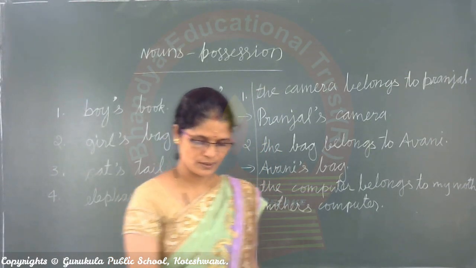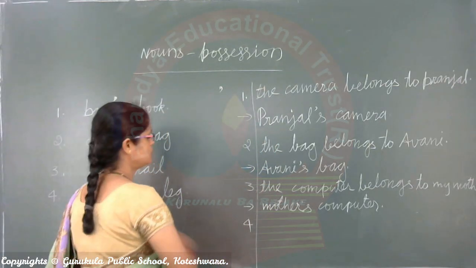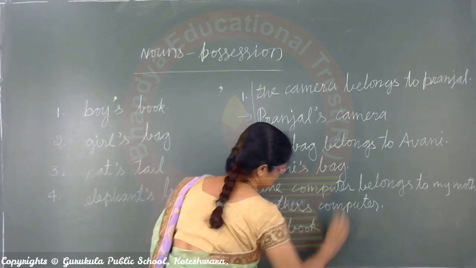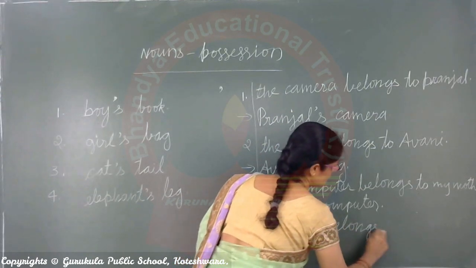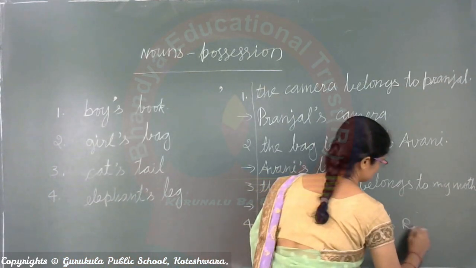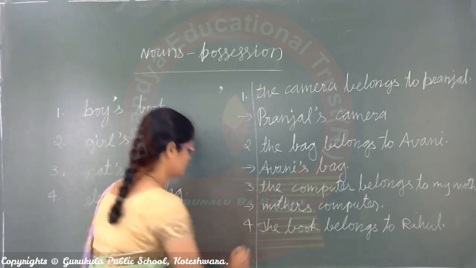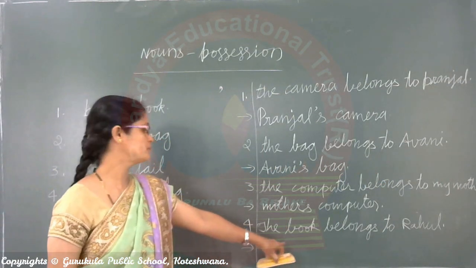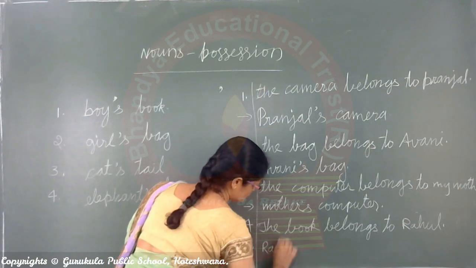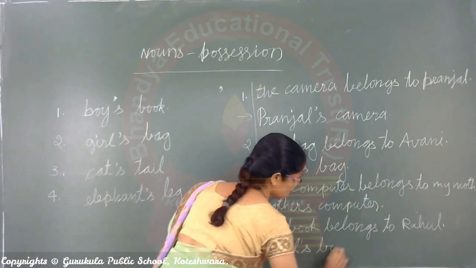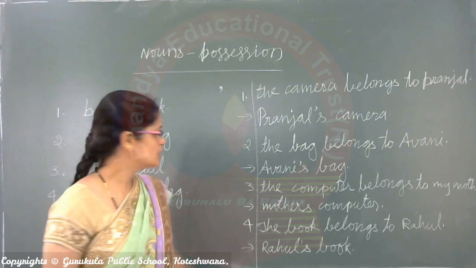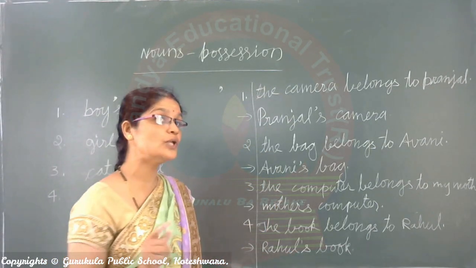Next, one more point. Listen. I will give one more example. The book belongs to Rahul. How can we write this one in possessive noun? Rahul's book. Rahul, apostrophe s. Rahul's book. Have you understood? All these we have studied now are singular nouns.